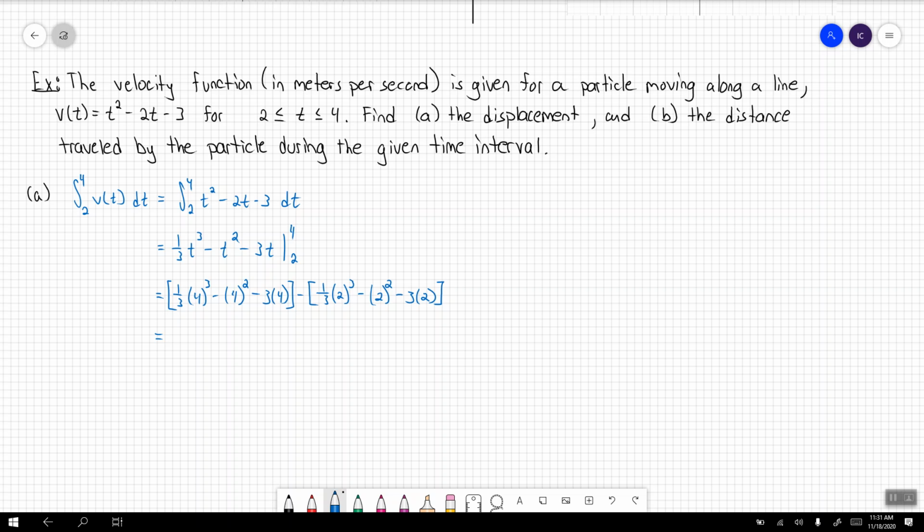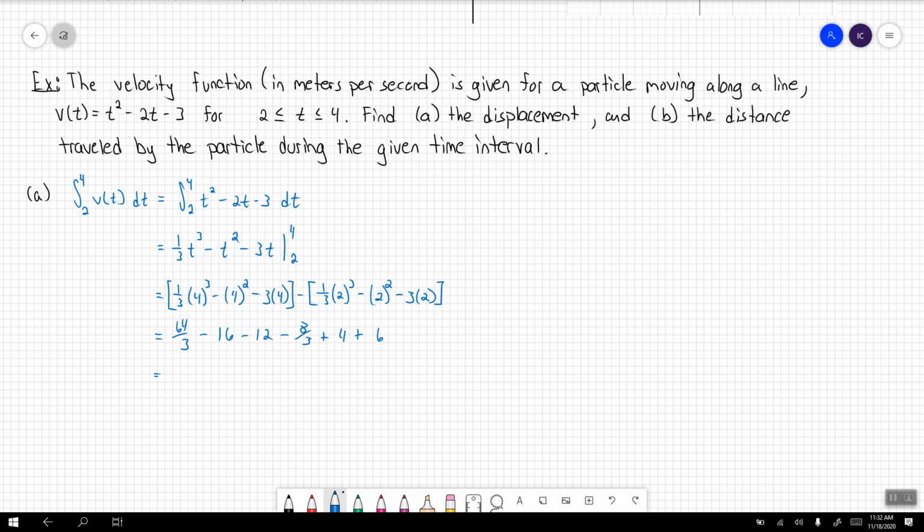So 4 cubed, we're going to go through that calculation really quick. 4 squared is 16, so 16 times 4 should get us 64. So here we get 64 over 3 minus 16 minus 12, minus 2 cubed, that's 8, so that's going to be 8/3. Negative and negative, that's going to be a plus. 2 squared, that's 4. And negative, once again, that's going to be positive 6.